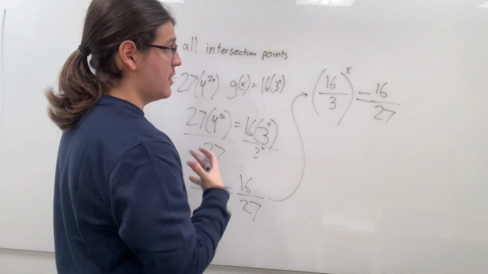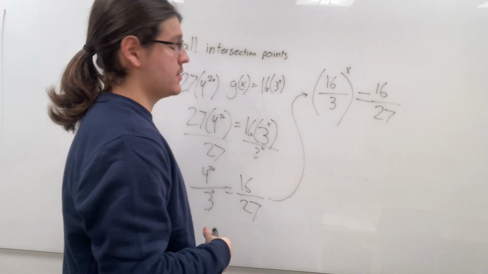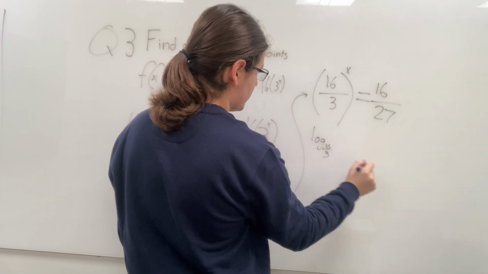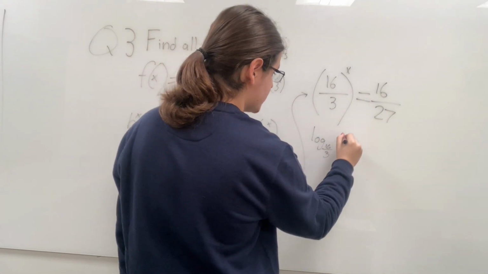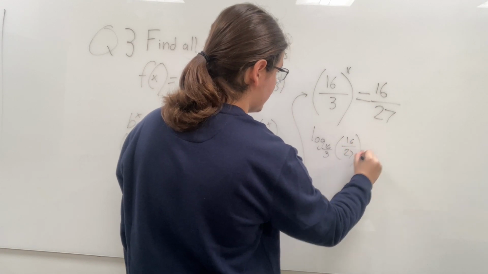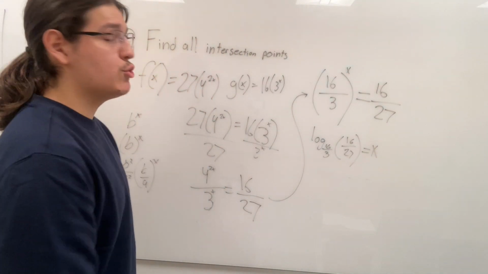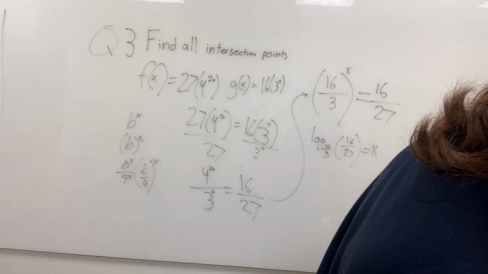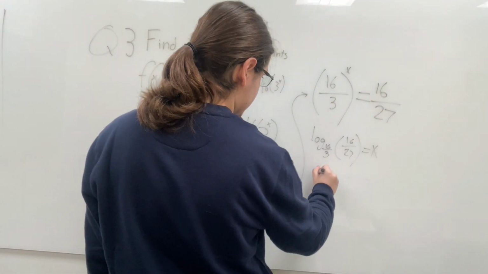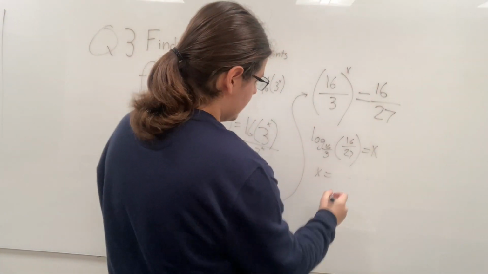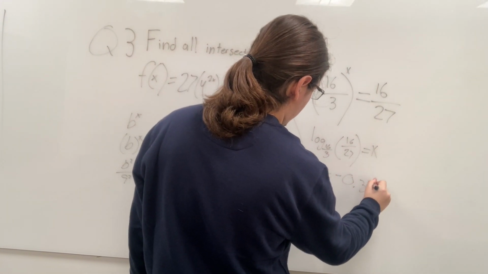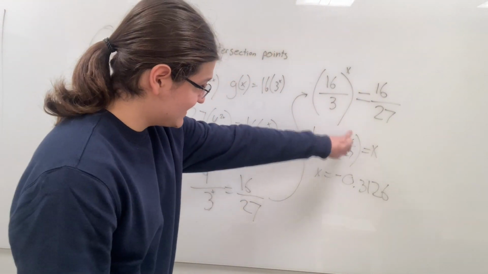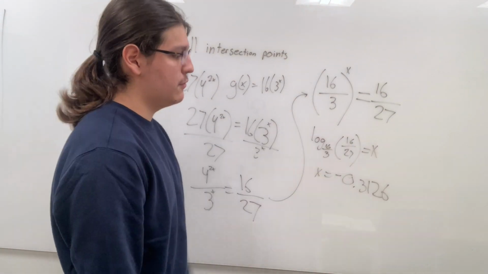Now we have the materials to set up a regular logarithm. So log base 16 over 3 of this number, our argument, 16 over 27, is equal to x. All right, now you can plug that into your calculator. I have the answer written down right here because I didn't bring my calculator with me. It's just going to be x equals negative 0.3126. That is the solution to log base 16 over 3 of 16 over 27.